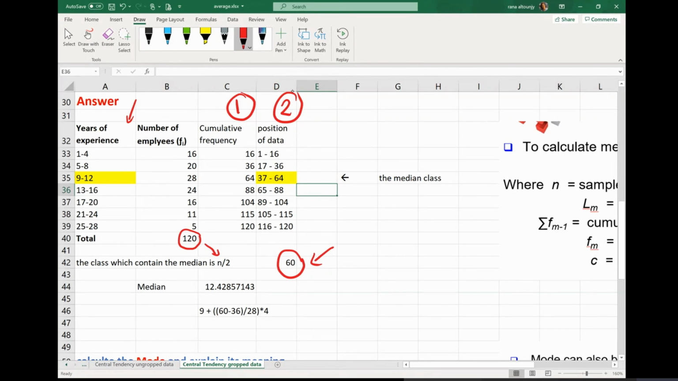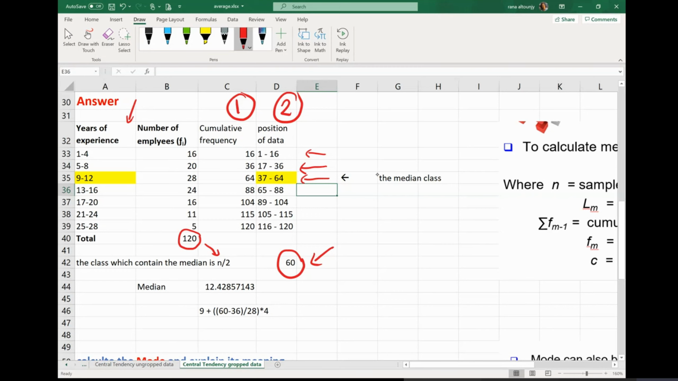Second, position of data. So how do we calculate the position of data? For the first category, it is from number 1 till the cumulative frequency. For the second category, we start one number more than the previous one till the cumulative frequency. For the third one, one number extra, you see 36 the previous one, to 37, till the cumulative frequency, and so on.